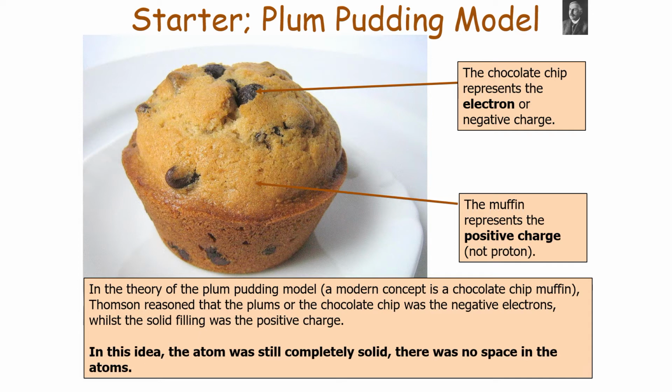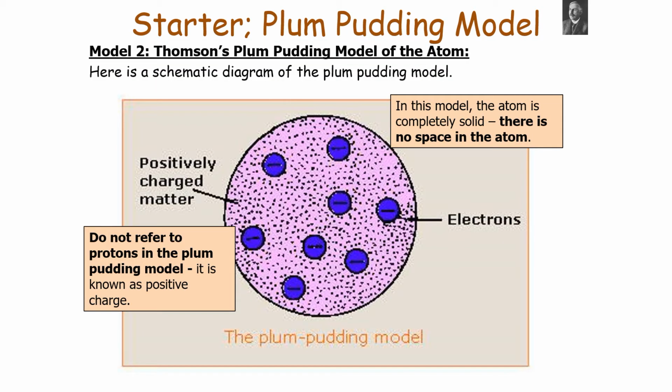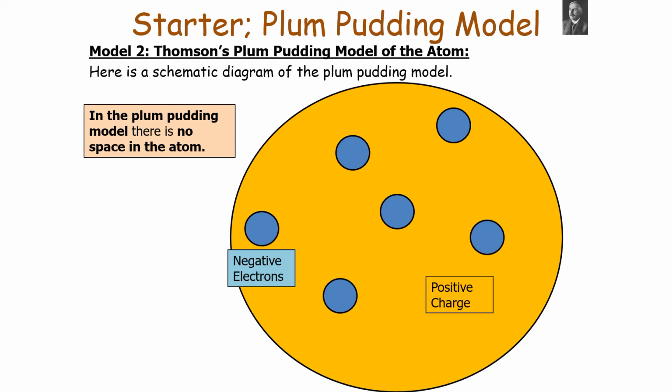So the chocolate chip or the plum represents the electron, whilst the muffin or the pudding represents the positive charge. Now it's important to note that in our plum pudding model we don't refer to the positive charge as protons. They had not been discovered yet. And it's also important to note that the atom in this model is completely solid. There's no empty space. So in the plum pudding model, there is no space in the atom.